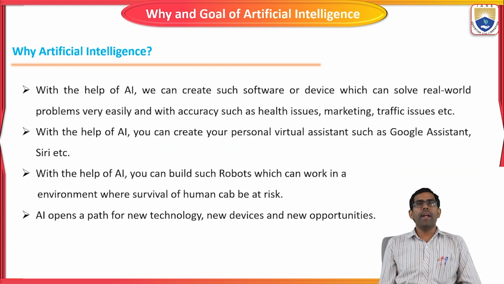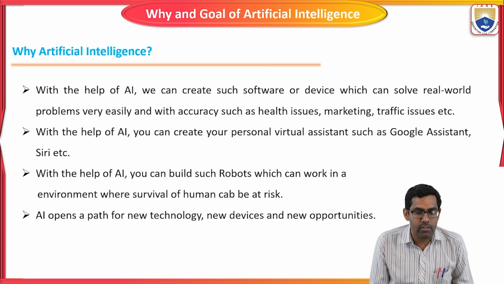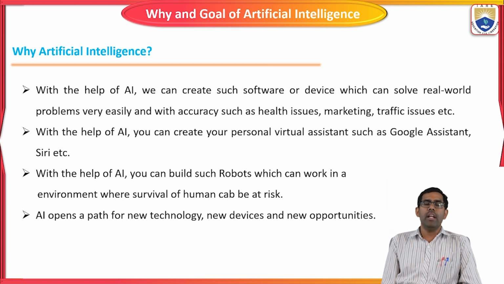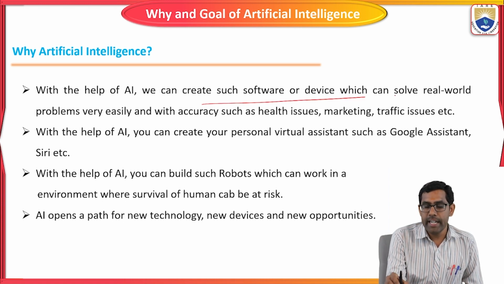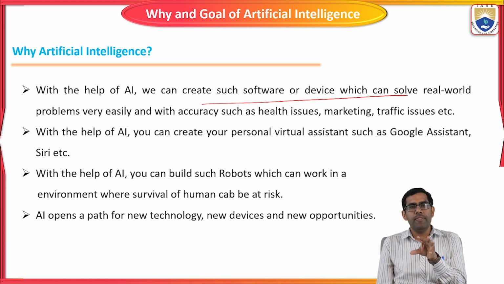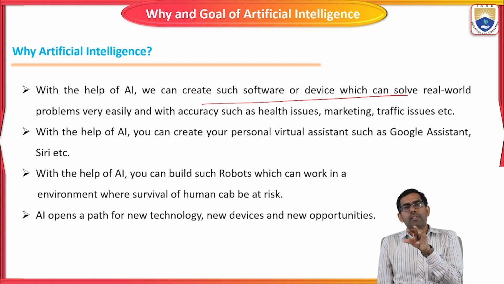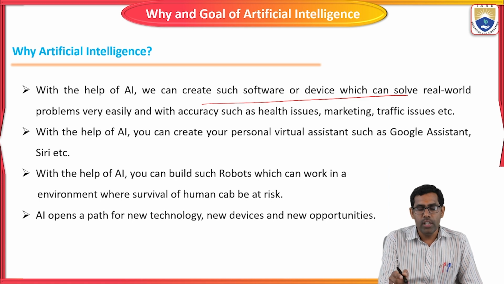Okay, the next one is the why and goal of artificial intelligence. Why do we nowadays have artificial intelligence concepts in our day-to-day lives? With the help of AI, we can create software or devices that solve your real world problems. That particular artificial machine should solve some specific problems. It has its own ability of thinking power. So different fields are using it to solve problems.